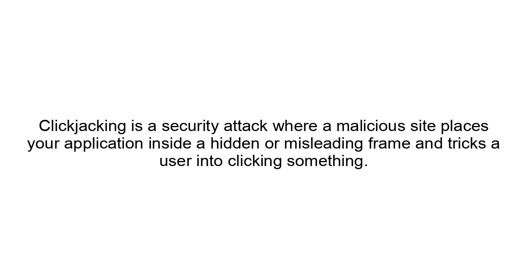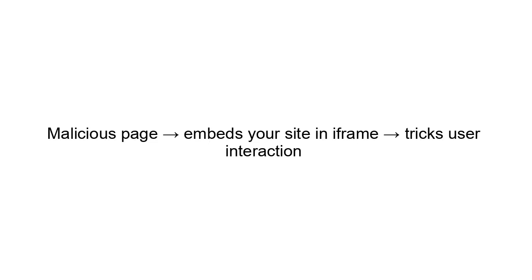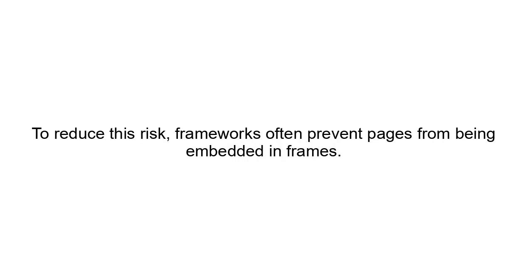What is clickjacking? Clickjacking is a security attack where a malicious site places your application inside a hidden or misleading frame and tricks a user into clicking something. For example, a user thinks they are clicking a harmless button, but actually they are clicking a button from your real application hidden underneath. Example concept: malicious page embeds your site in an iframe, which tricks user interaction. To reduce this risk, frameworks often prevent pages from being embedded in frames.